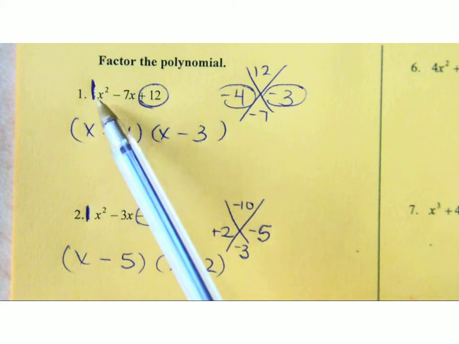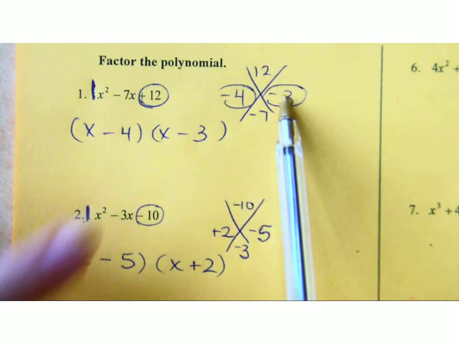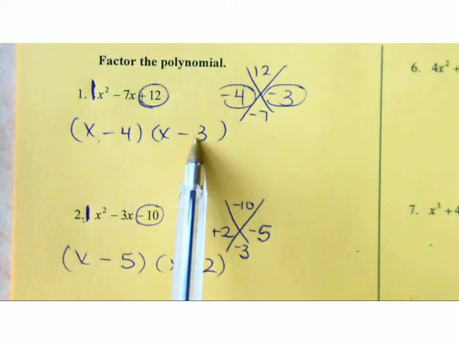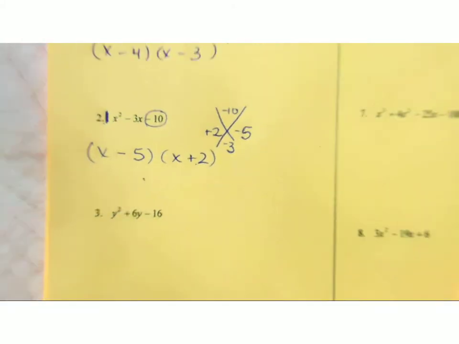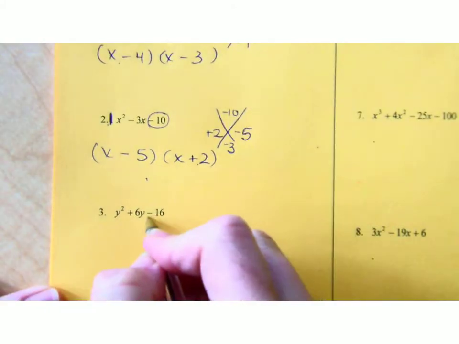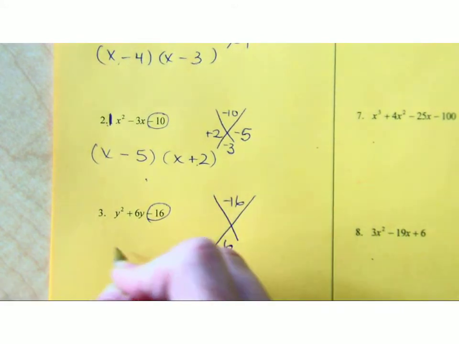The first two are really easy because we had coefficients of 1. These went right into here, so you have x minus 4, x minus 3, x minus 5, x plus 2. So for number 3, we're doing the same thing again. This is our product, which is a negative 16, but this time our sum is positive.